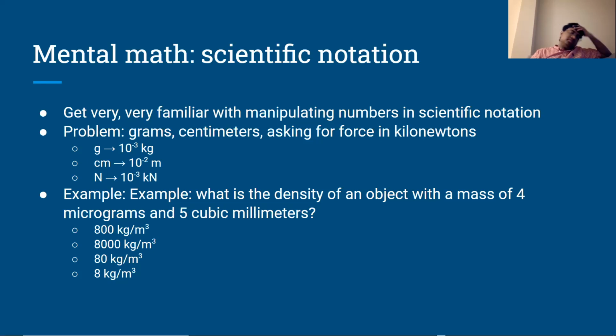So, mental math for scientific notation. Scientific notation is going to be super important for this section especially. You should be very comfortable with manipulating numbers in scientific notation. You should be able to go from milligrams to grams, grams to kilograms, centimeters to meters, newtons to kilonewtons, et cetera. And this is an example where you'd actually have to do that, where now you've got all these answers that have 8 in them, and therefore you're not really going to know which answer is which unless you actually do the math.